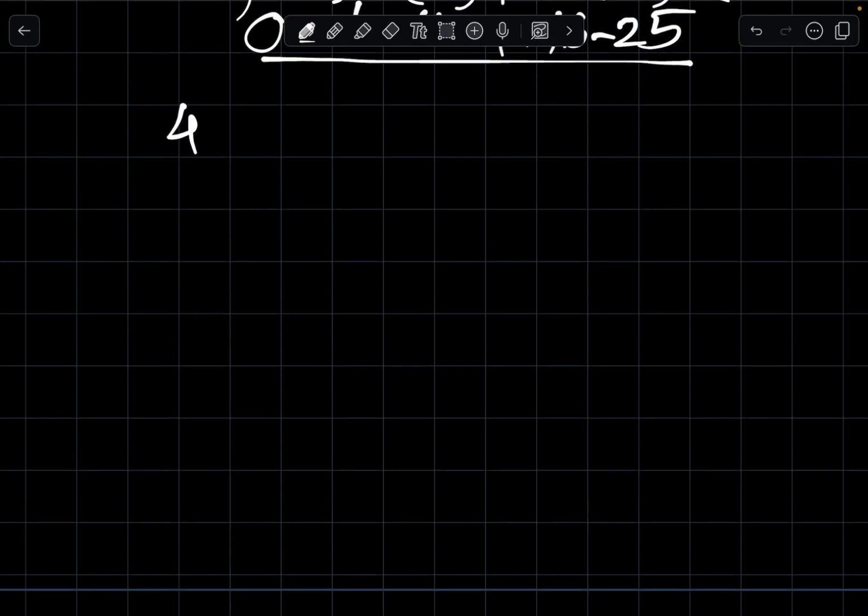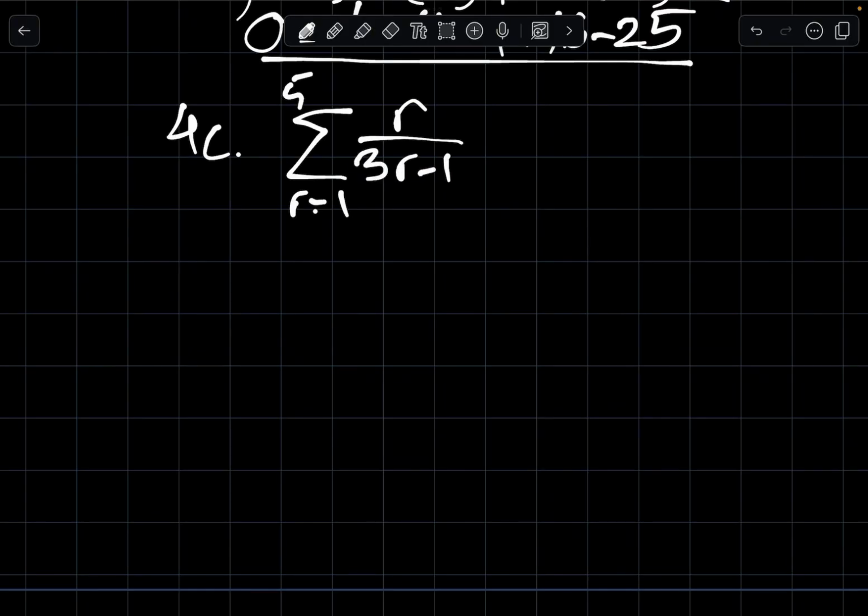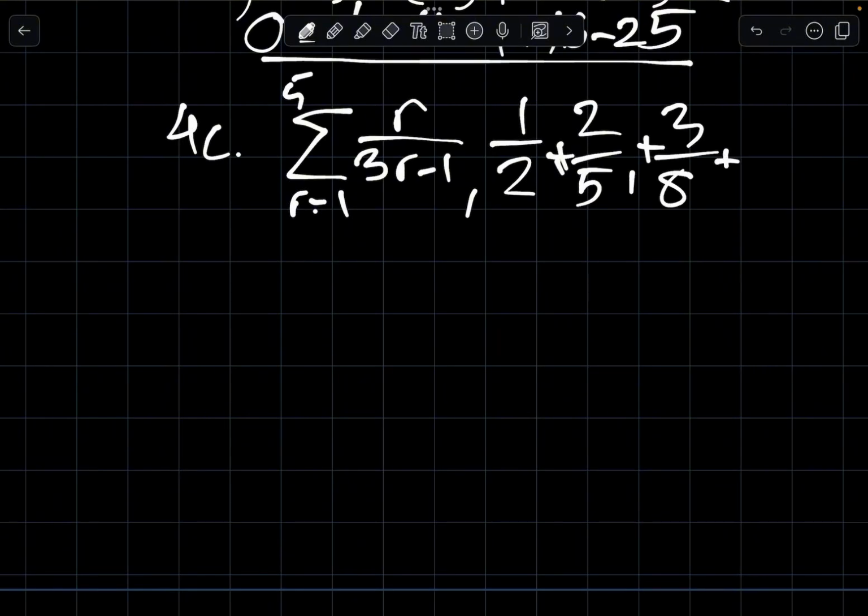All right, 4c. Going on, we have sigma r equals 1 to 5 of the series r divided by 3r minus 1. And doing what we were doing earlier, just plug in r equals 1 and then add that to r equals 2, and so on and so forth. And that gets us 1/2 plus 2/5 plus 3/8 plus 4/11. And our final term, 5/14.